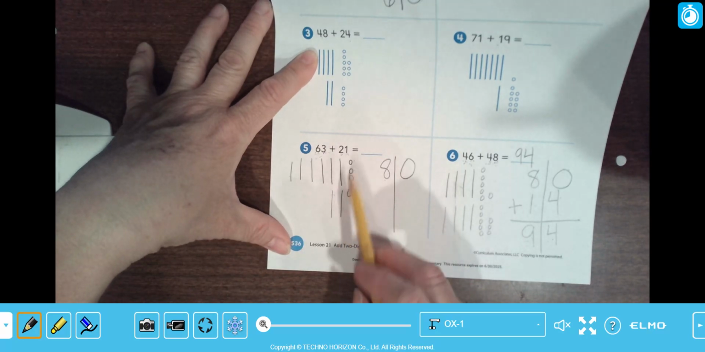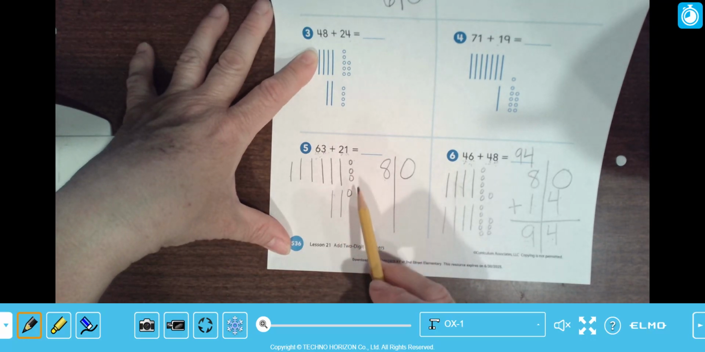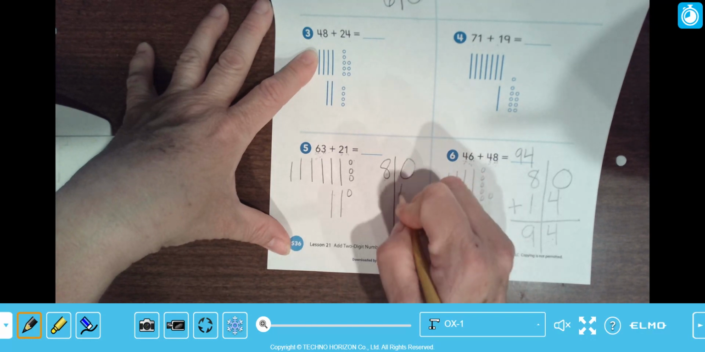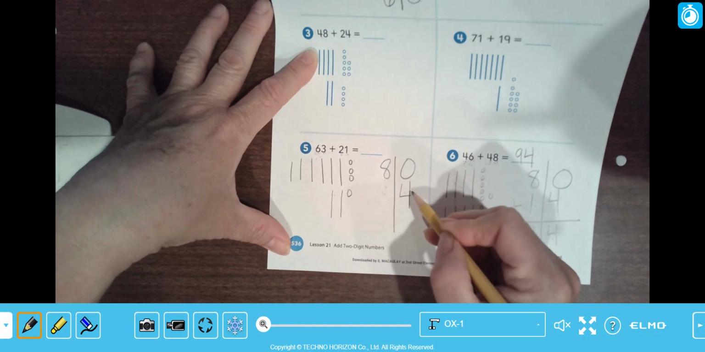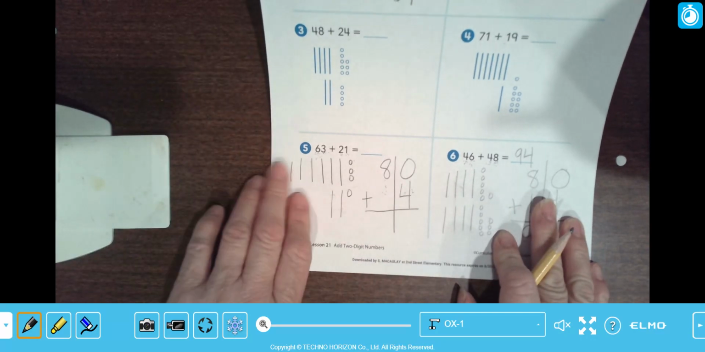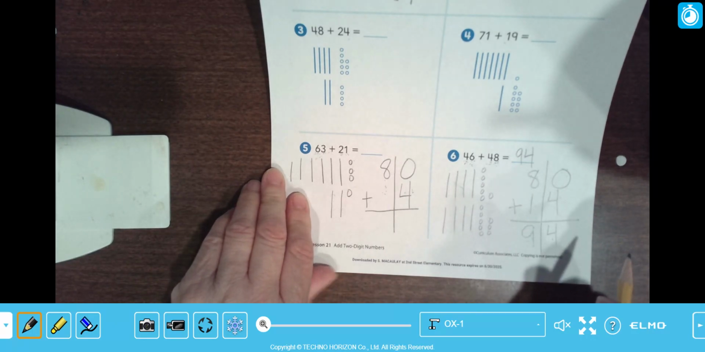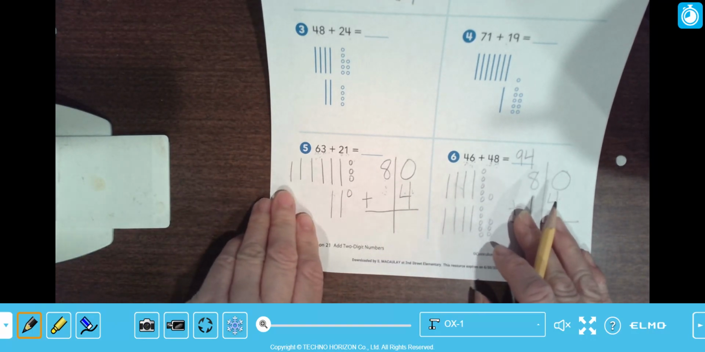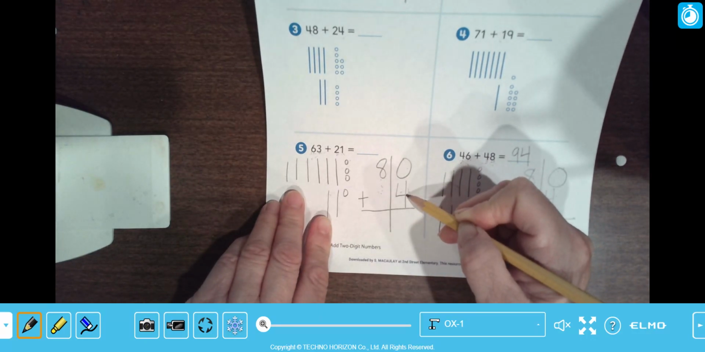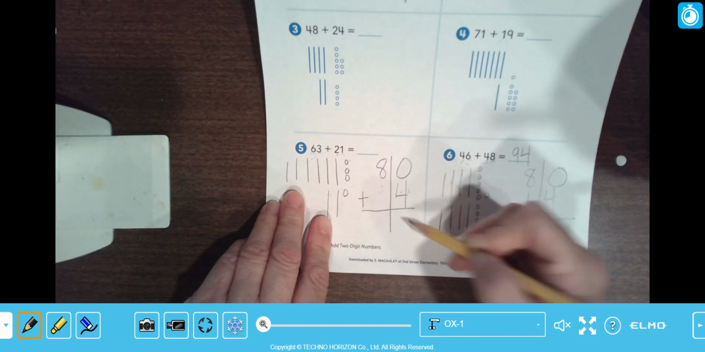Let's add those ones. 1, 2, 3, 4. So how many ones? 4. But 4 is a one-digit number. If we put it here, it makes it a two-digit number. It's got to go here with the ones. 4 only has one digit, so it's got to stay in the ones column. Okay, let's add it up. 0 plus 4. Yeah, it's 4, right? Let's write that down here.